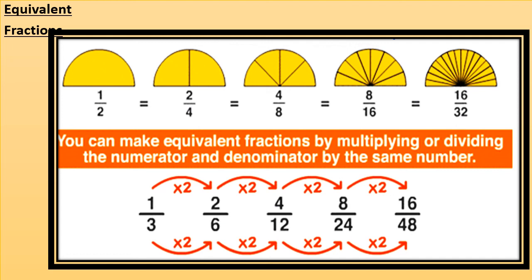1 by 3 when multiplied by 2, we will get 2 by 6, its equivalent fraction. Again we multiplied it by 2, then we will get 4 by 12, which is also an equivalent fraction of 1 by 3. And next, when we multiplied it by 2, we will get 8 by 24. Again if we multiply it by 2, we will get 16 by 48. So these all are equivalent fractions of 1 by 3.